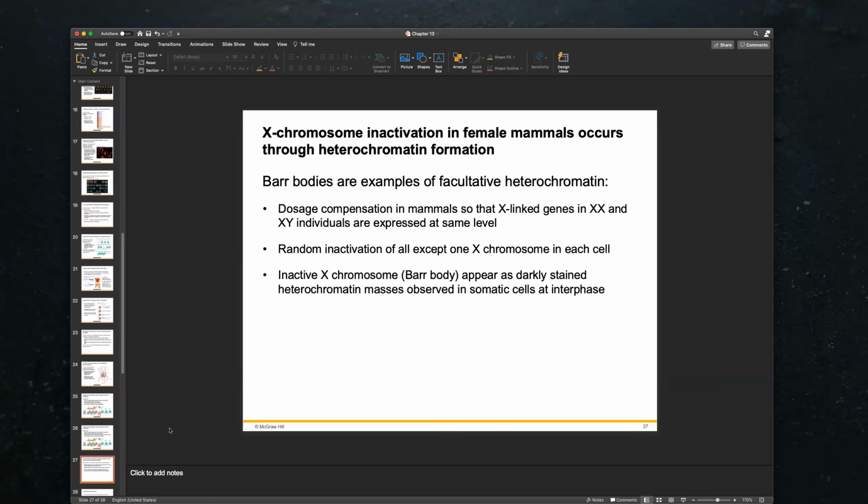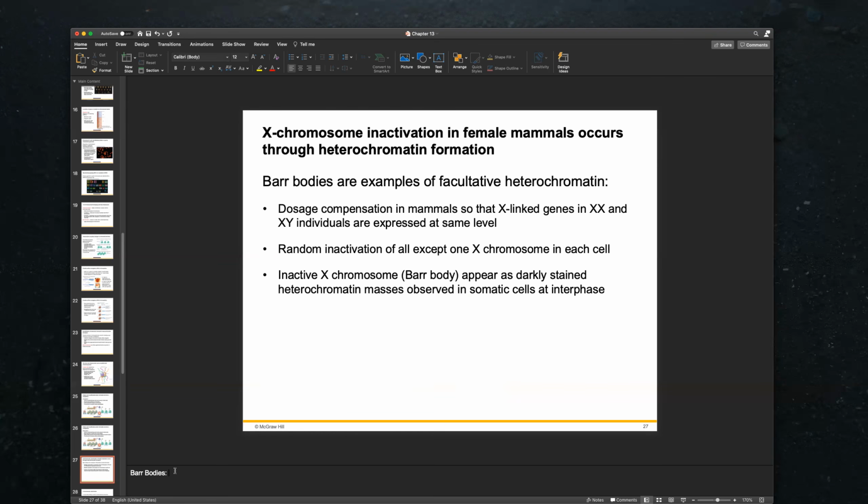Okay, so Barr bodies. Since men and women are supposed to have equivalent genetic material, some X chromosomes deactivate in females, and that occurs through the formation of heterochromatin. So these Barr bodies are examples of facultative heterochromatin. It's called dosage compensation.